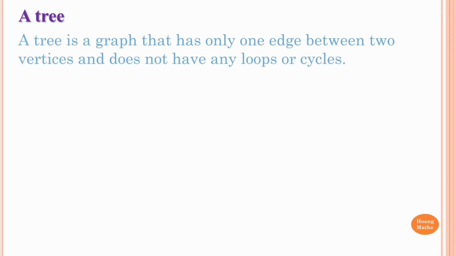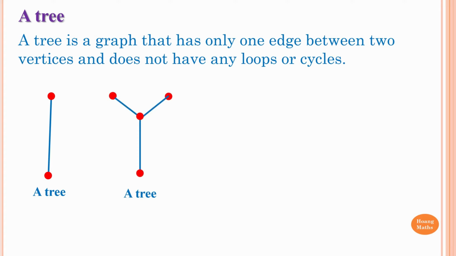A tree is a graph that has only one edge between two vertices and does not have any loop or cycle. So this is a tree because it only has one edge connecting the vertices together. Another one. This is also a tree because we have three edges that connect the four vertices together and there is no cycle or loop.